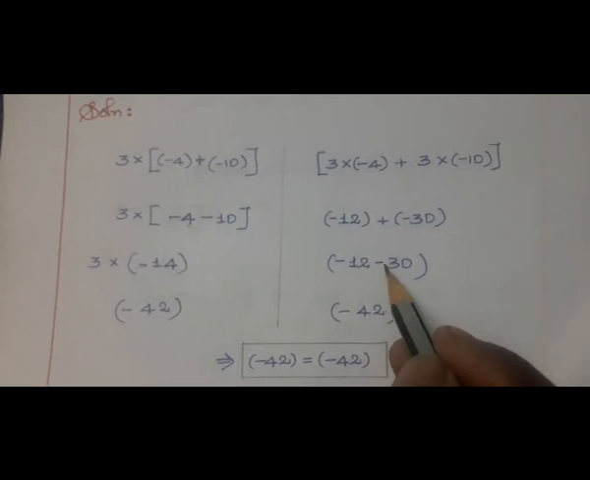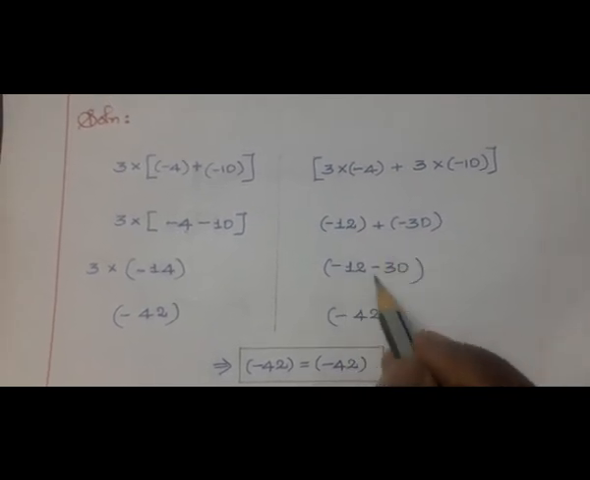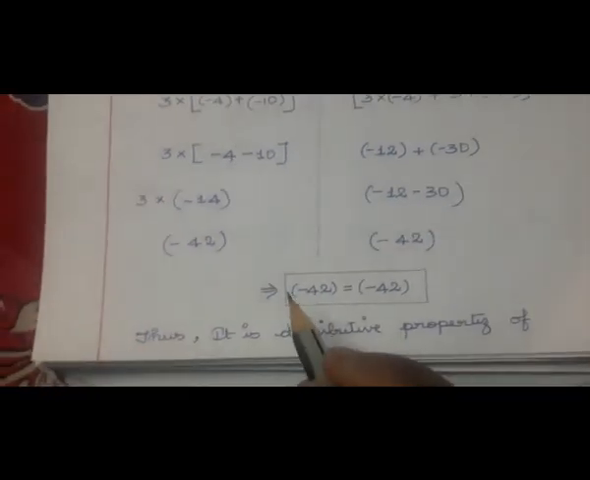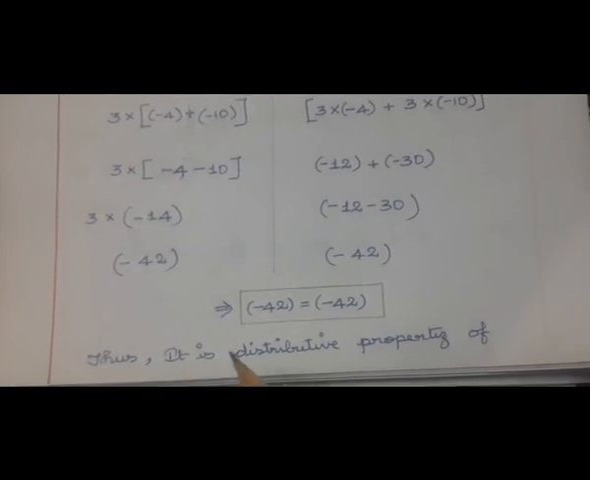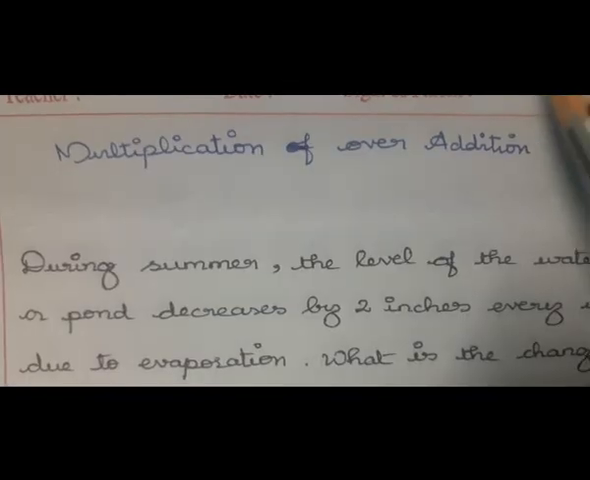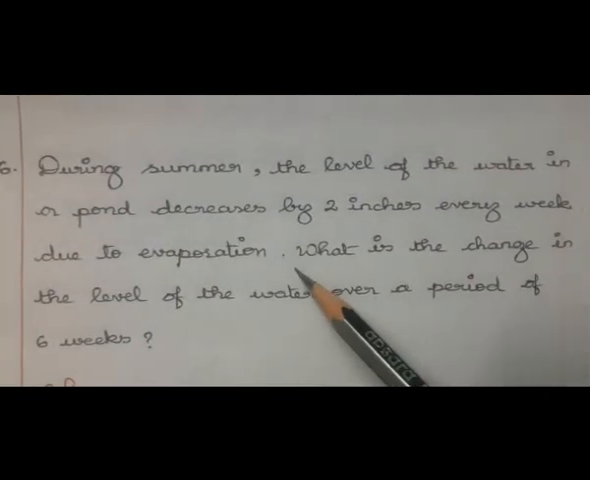Since both the signs are equal, we have to add. 12 plus 30 is 42 and the biggest number's sign is minus, so minus 42. This implies minus 42 is equal to minus 42. Thus, this is the distributive property of multiplication over addition. Next we will move on to the sixth question.